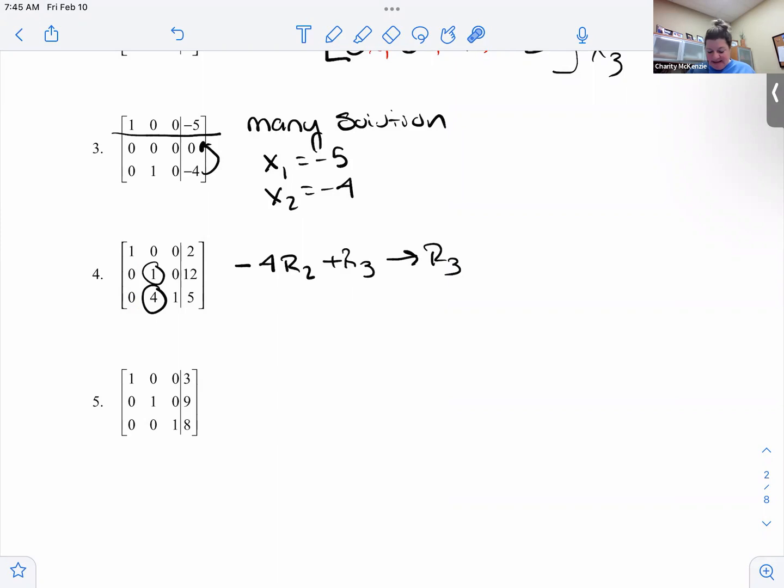Okay, last one is in the right form. It is in what we call RR form, reduced row form. So yes, this one is perfect.